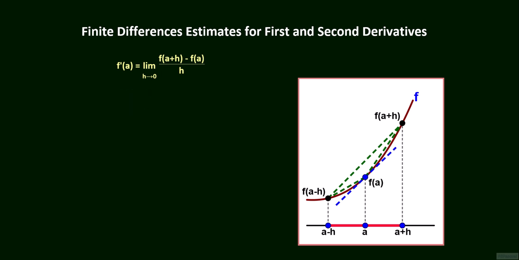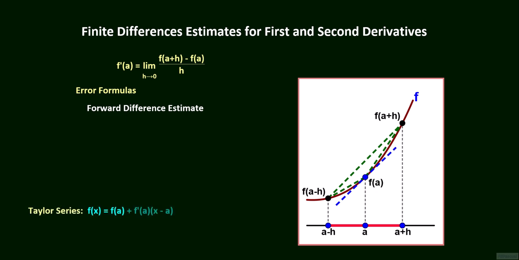To gauge how accurate these estimates are in approximating f prime of a, we turn to the Taylor series to find error formulas for these estimates, starting with a forward difference estimate. According to the Taylor series formula, f of x equals f of a plus f prime of a times x minus a, plus the error term or the remainder term f double prime of c divided by 2 times the square of x minus a. The real number c is some value between x and a.